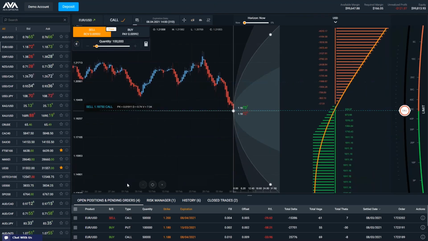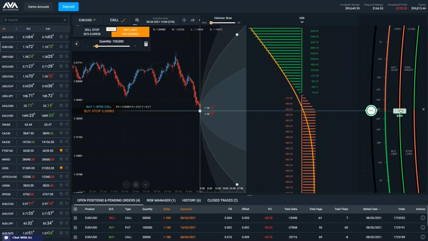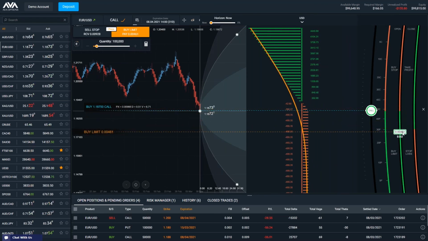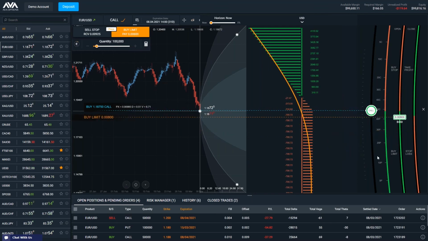Let's try a call option. Let's say I want to buy this call option, but I don't want to pay 100 pips. I only want to pay 80 pips for it. I click limit order. I go down here and I go to 80 pips, or I just double click, and I put in 80 pips.